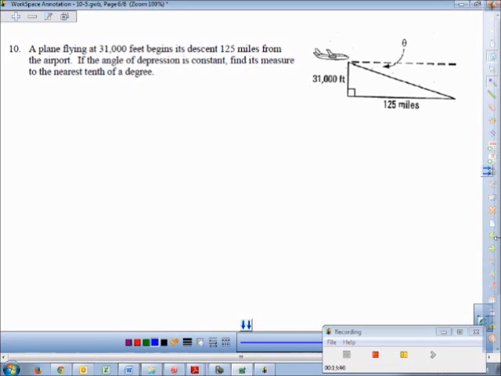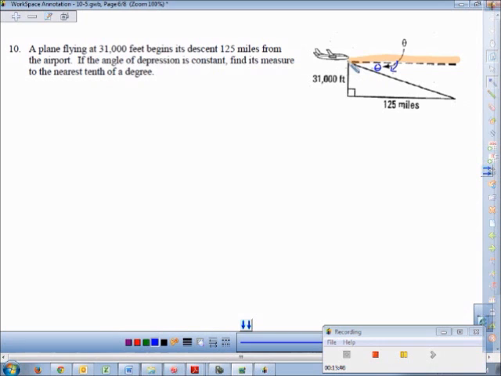Its descent, please tell me what the word descent means to you. The plane's going to go down, but down from where? Down from this. Isn't this the plane's normal line of flight right there? He was flying horizontally. He must go down from that to land at an angle of what they're calling theta in this case. Cool? Down from that. Angle of depression.